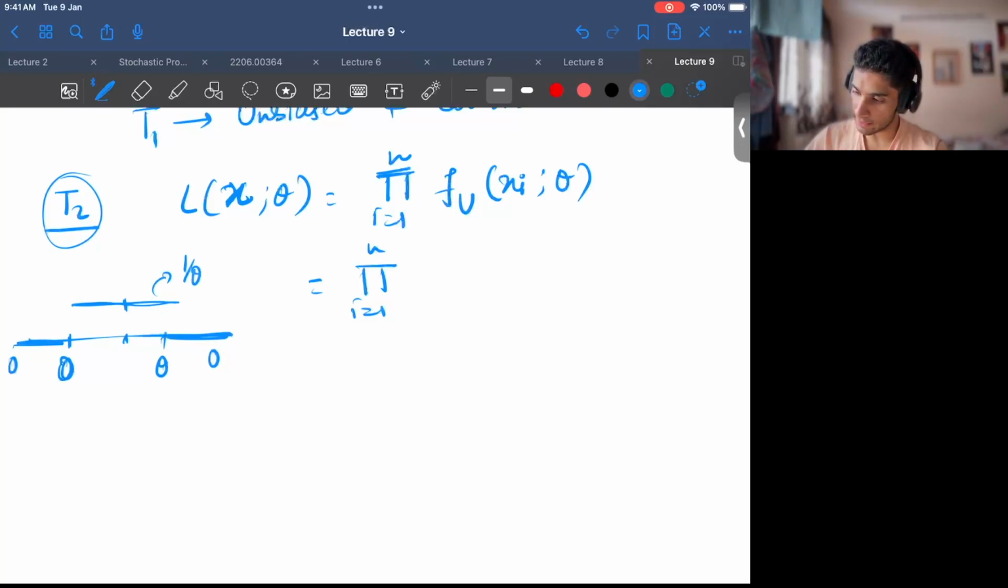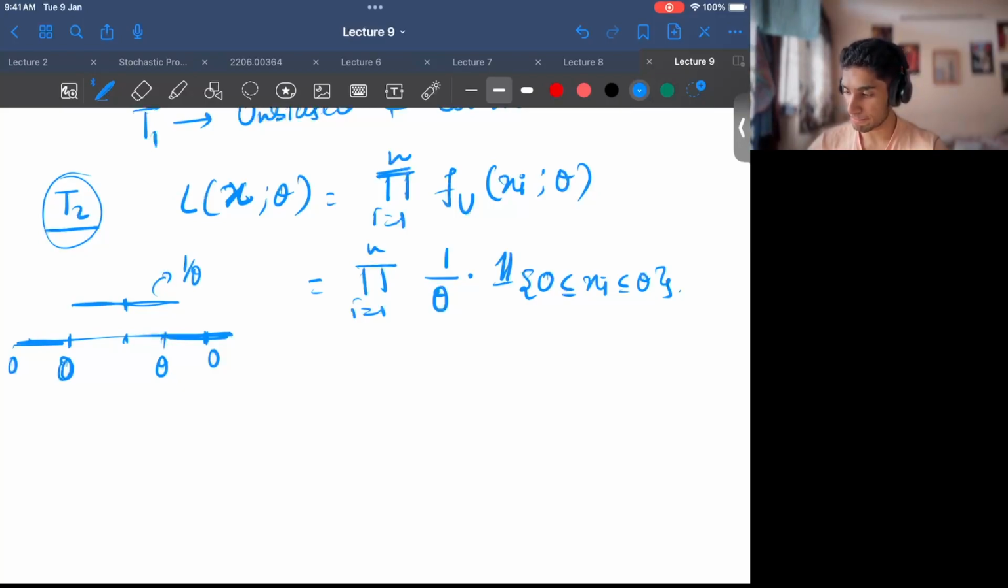So this thing will be equal to 1 over theta times the indicator that xi is between 0 and theta, right? Because if xi is outside theta, say xi is here, then this thing will be 0. Otherwise, it will be 1 by theta. So you need to take care of this thing.